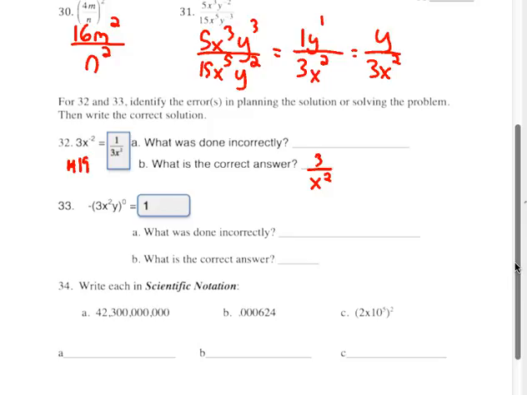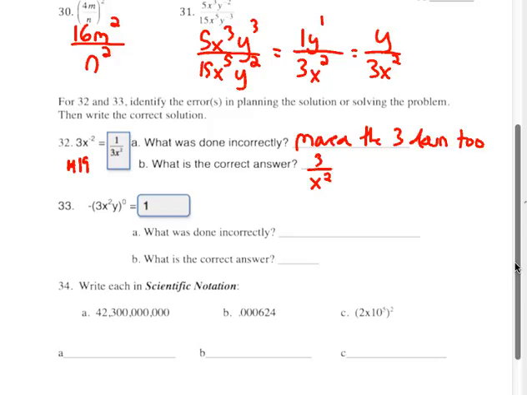So what was done wrong is they moved the 3 down. 2, okay? So just brief description, what was done wrong, and then you want to show me what is the correct answer. How would you properly solve this? Okay.